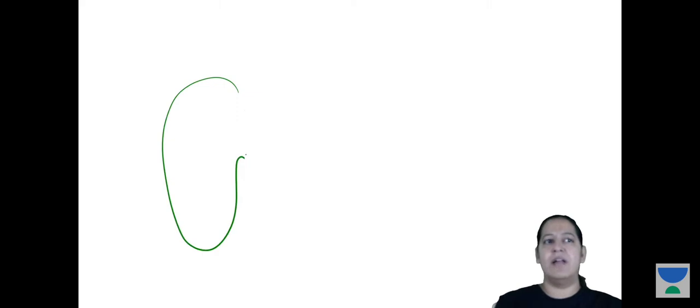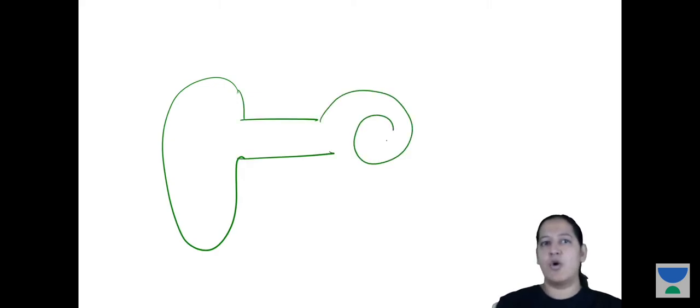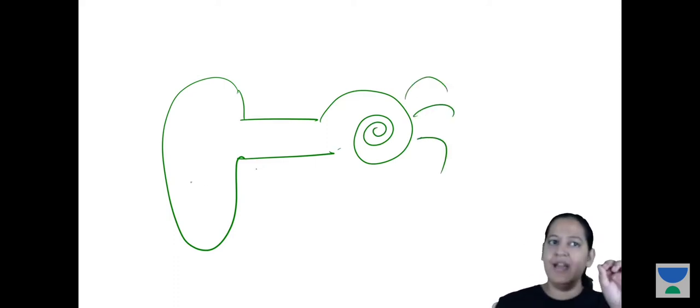This is the external ear, the pinna. This is the middle ear. And this is the inner ear. The inner ear has a cochlea and three semicircular canals. So, external ear, middle ear, inner ear.